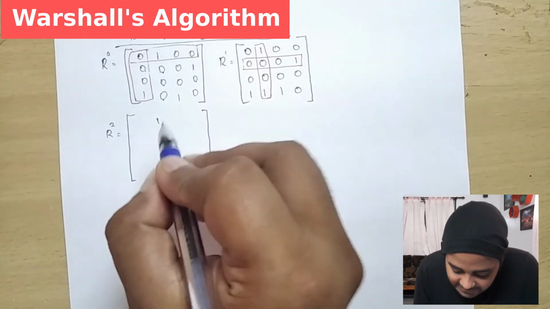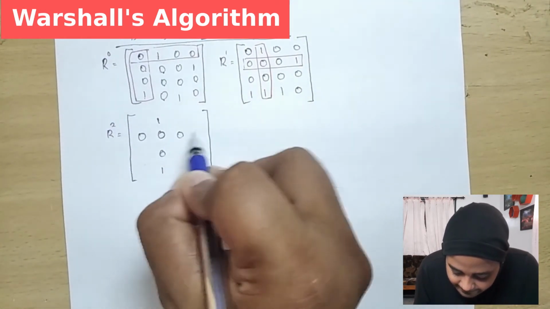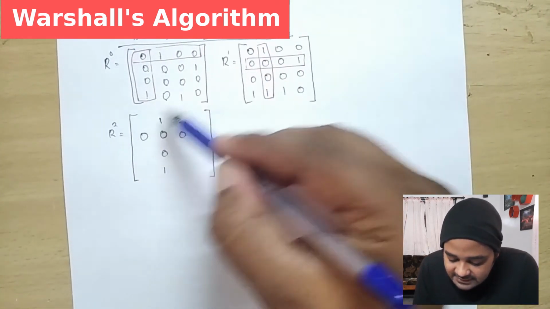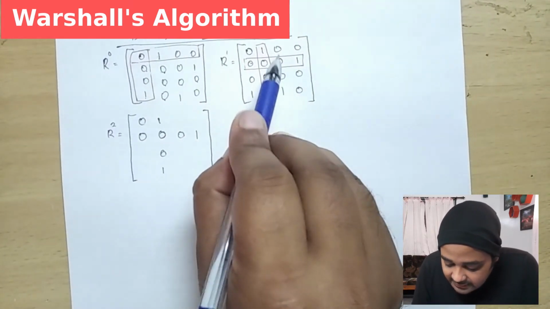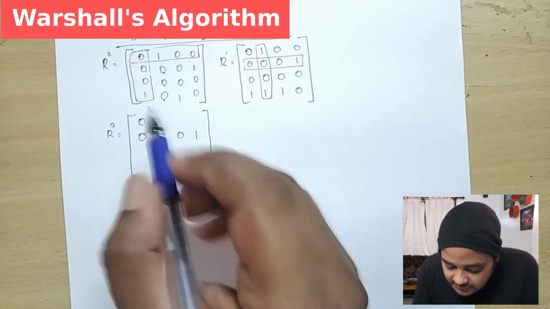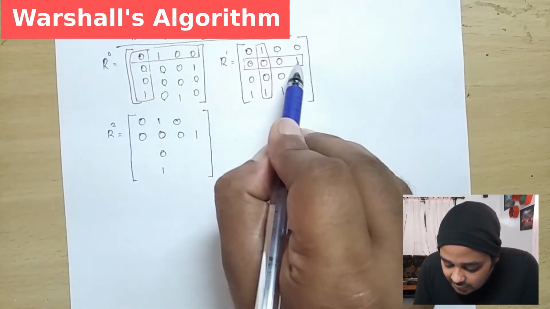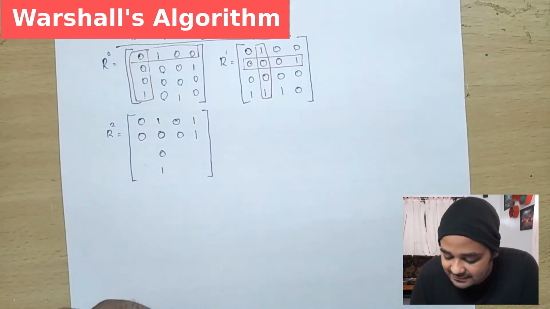So the highlighted values are not going to change, so I'm just going to place them as such. For the remaining values, I just have to calculate them. For example, for this value, 0 and 1, I'm just going to place it as 0. For this value, 1 and 0, the previous value is 0. Here 1 and 1 is there. Whenever there are two 1s, we have to change this value to 1, so here I have changed it to 1.